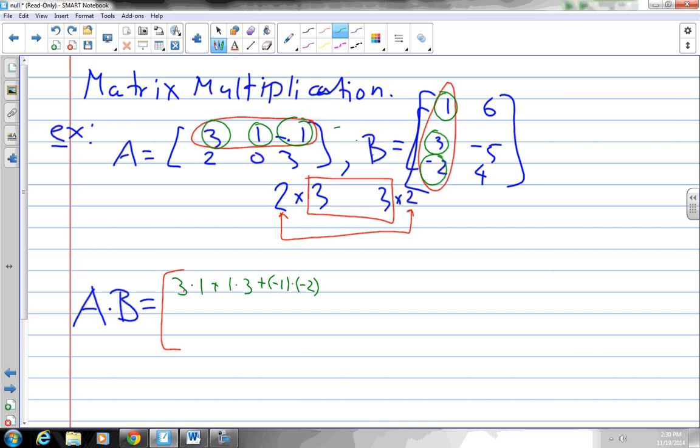Does that make sense? Now, for the next entry, we're going to take the first row and multiply it with the second column in the same fashion. We're going to go 3 times 6 plus 1 times -5 plus what?